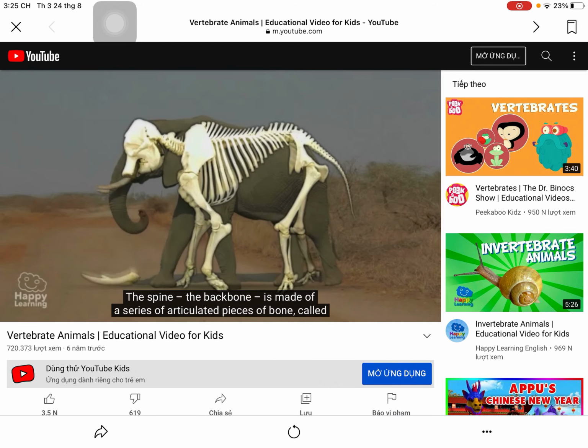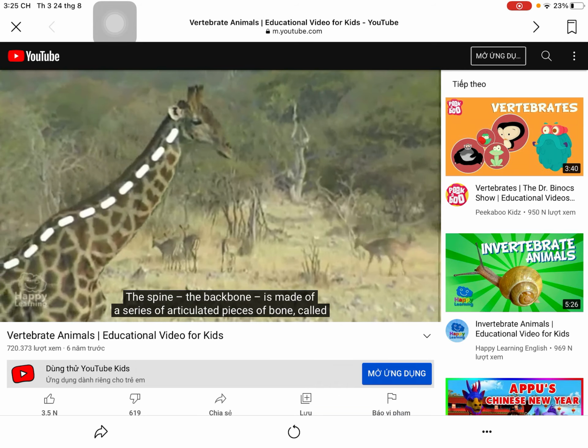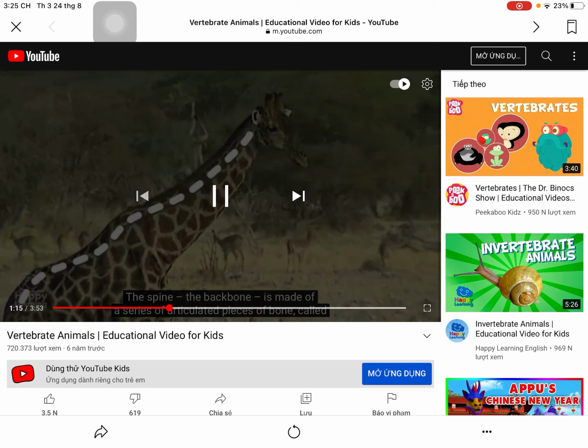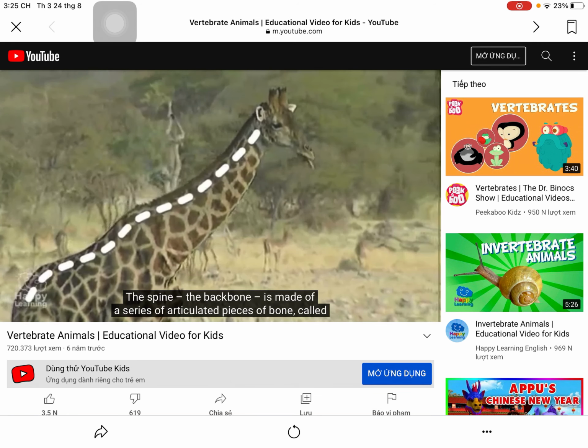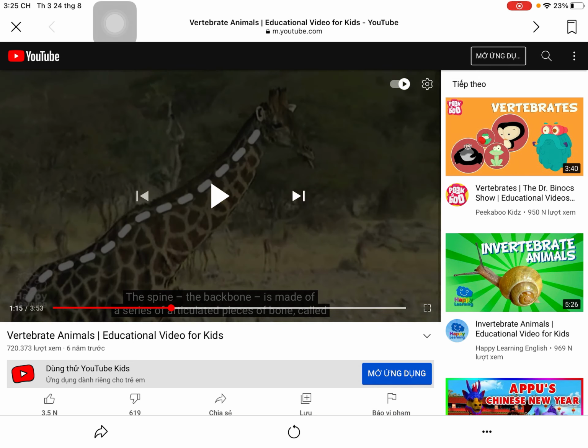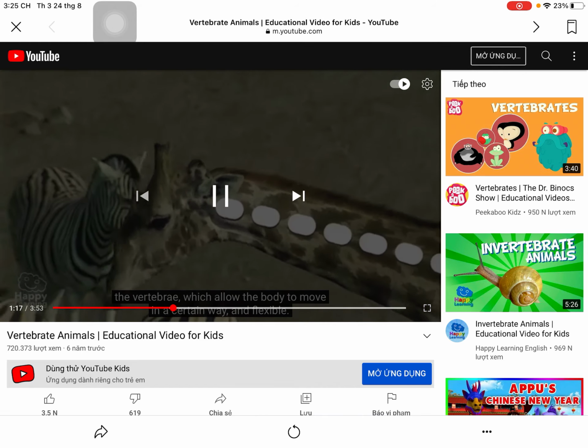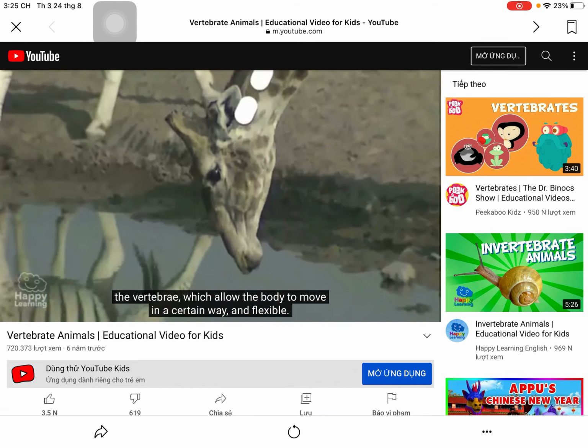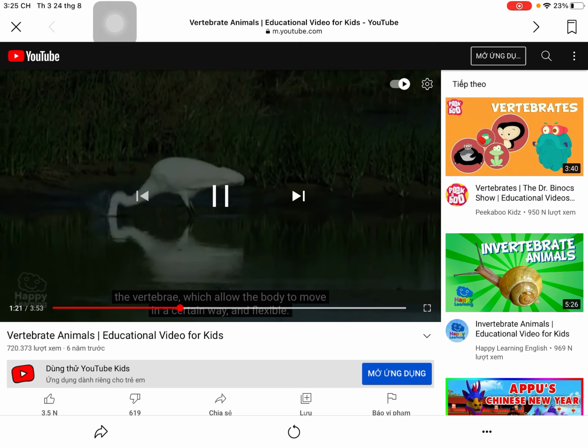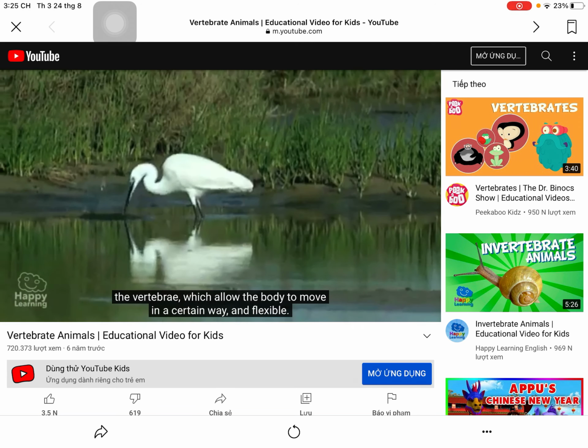The spine, the backbone, is made up of a series of articulated pieces of bone called the vertebrae, which allow the body to move in a certain way and be flexible.